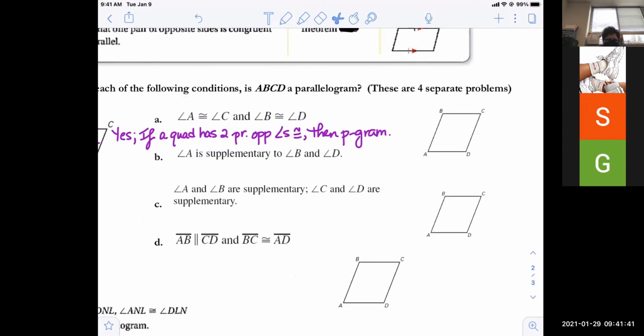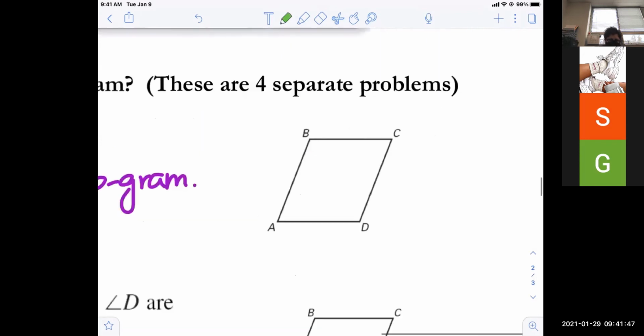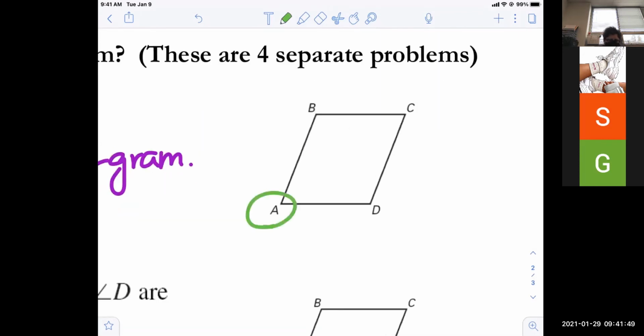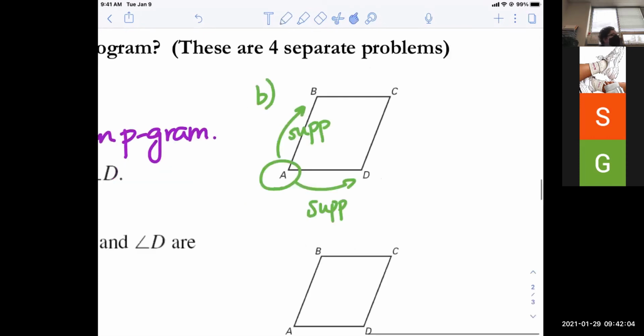All right, let's go over here and talk about B. B says angle A is supplementary to B and to D. So supplementary to B and supplementary to D. Does that satisfy one of the conditions? Yes. Okay. Ryan, can you give me that statement?